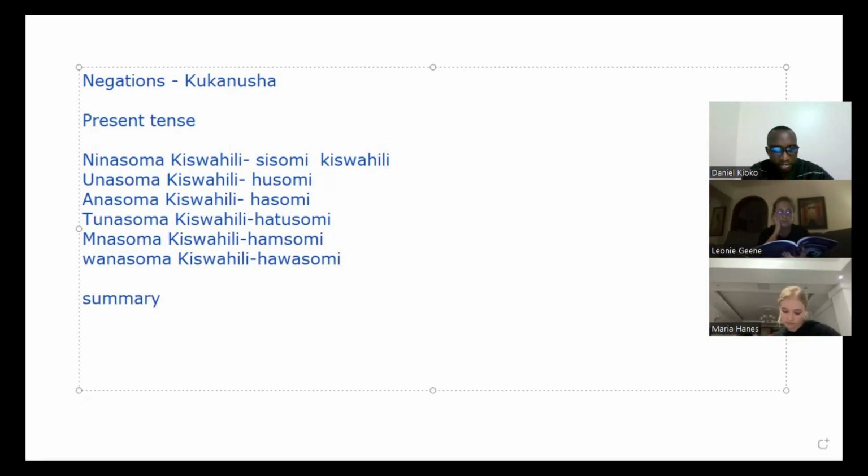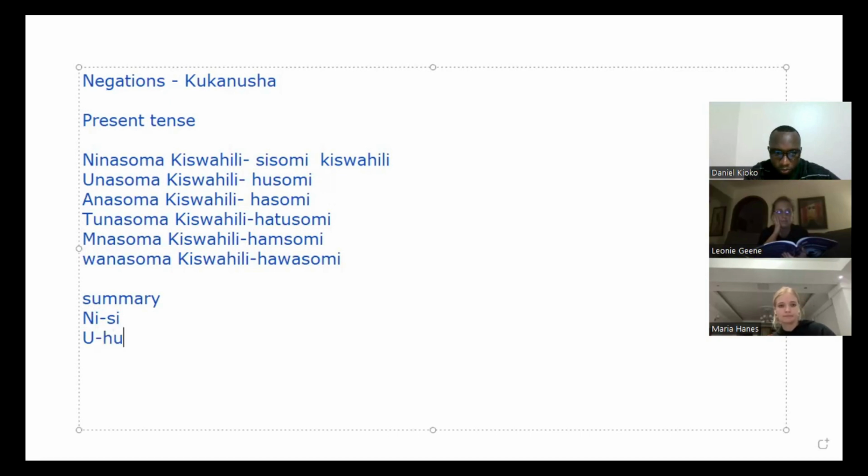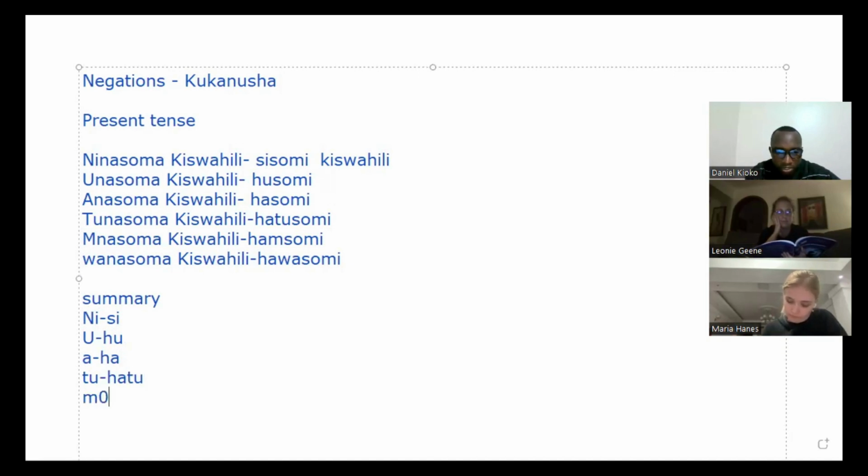In summary, what has happened is that ni has changed to si. U has changed to hu. A has changed to ha; you just put an H. Tu has changed to hatu. Mu has changed to ham. And wa has changed to hawa. Actually, this is what will happen to all the other tenses when you're negating. And then in present tense, what are we doing? We are putting I at the end of the verb and dropping the tense marker.